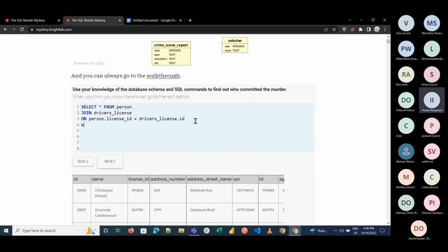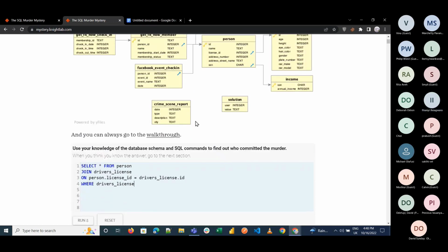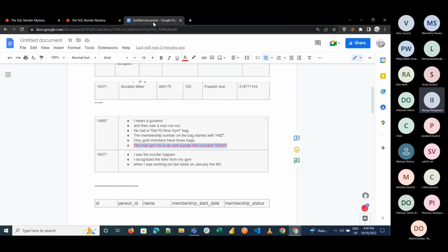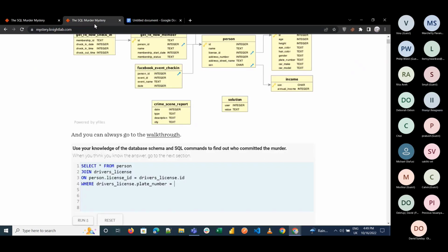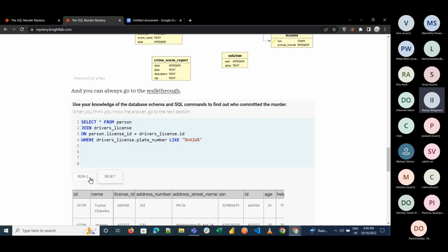So now it's time for us to use our clue. So we do where the driver license dot plate number is equal to, this was the plate number of the car that was used to get away. So I paste it here. The plate number is similar to, we use the wildcard because we're not sure if it is at the start, ends it, or begins it. And I run this.